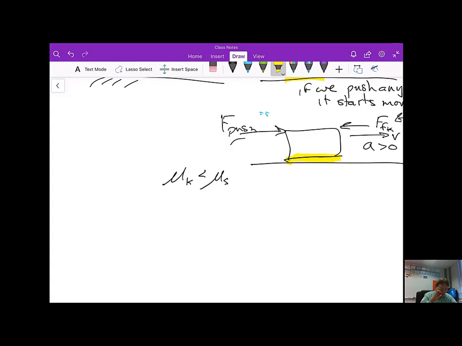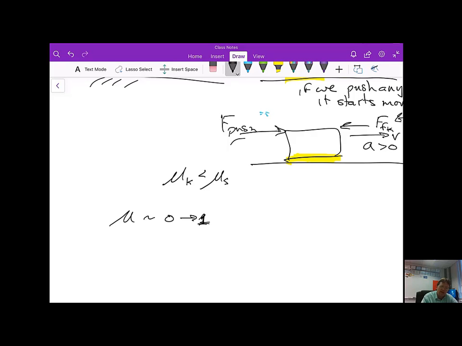If we want to know how hard it is to slide a piece of metal across ice, we go and look that up, and maybe the coefficient of friction is 0.1 or 0.2. What you should notice is that these coefficients of friction are all basically between 0 and 1, whether they're kinetic or static.